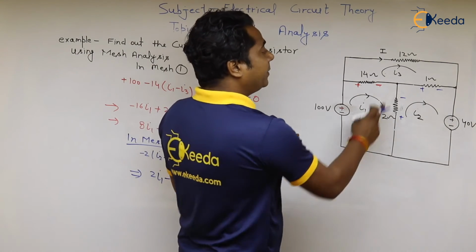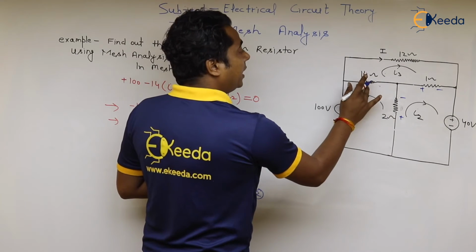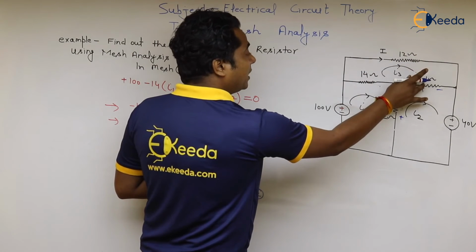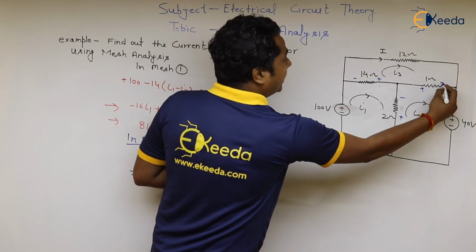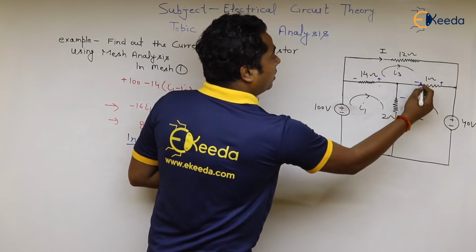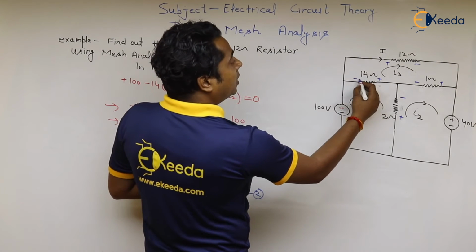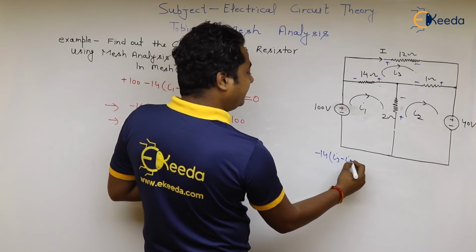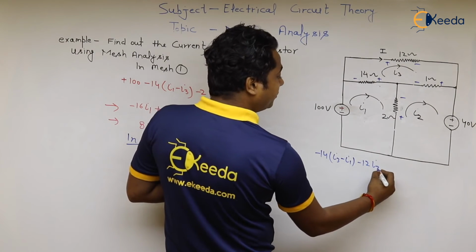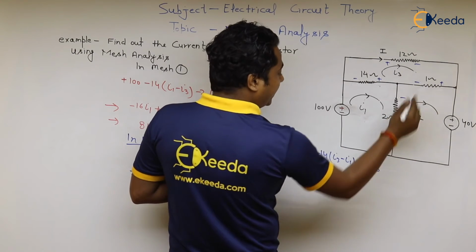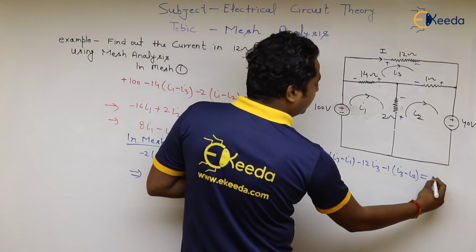And here we will apply KVL in mesh number 3. Starting from anywhere, if we are applying KVL in mesh number 3, then the value of I3 will be greater than I1 and I2. So plus minus, and plus minus. So plus minus minus 14 I3 minus I1. Here minus 12 I3. Again plus minus minus 1 I3 minus I2 is equal to 0.